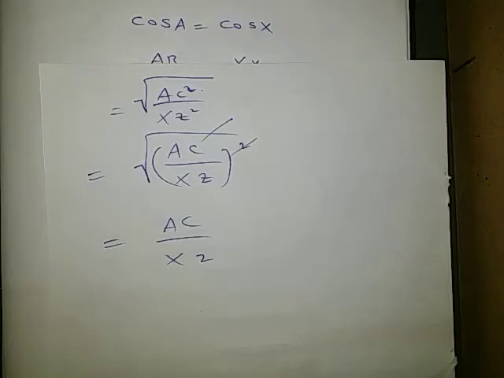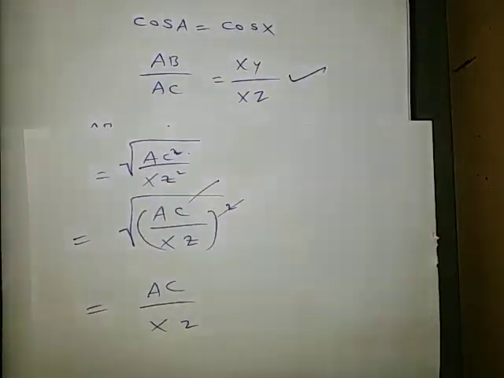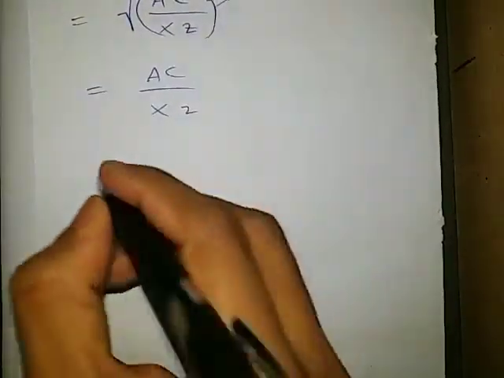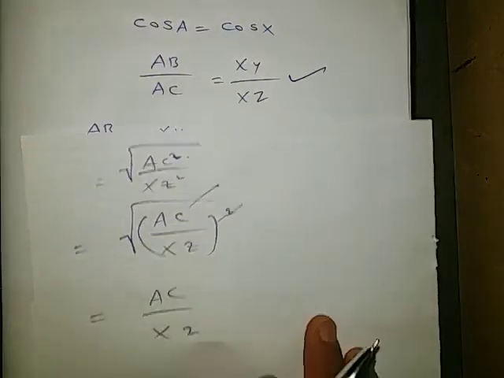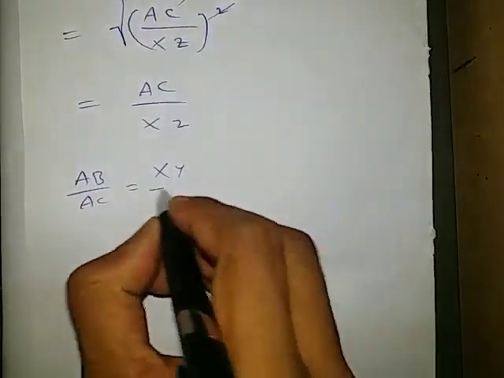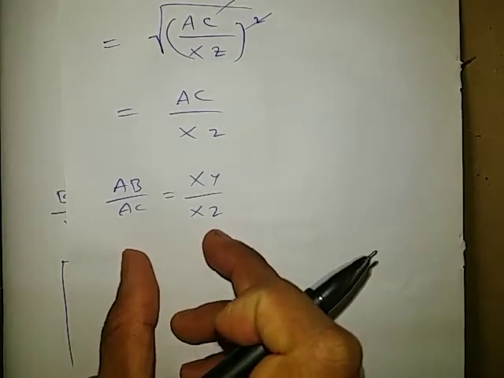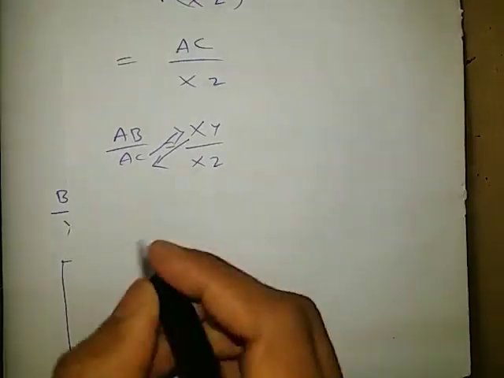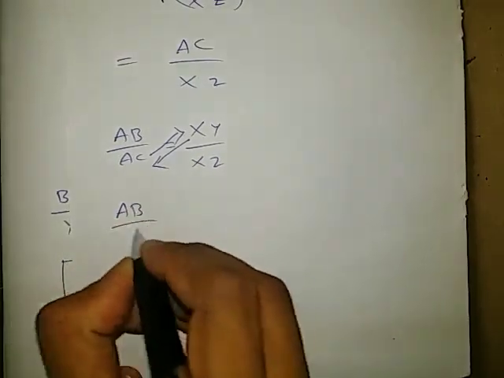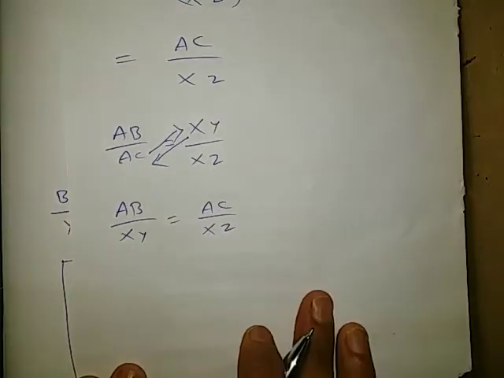AC by XZ. So now if we observe the previous equation which we have, that is AB by AC is equal to XY by XZ. I will make a small modification in this: I will take AC this side and bring XY this side. So we will get AB divided by XY is equal to AC divided by XZ.